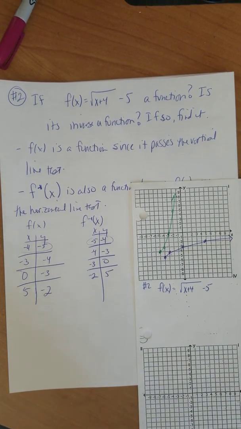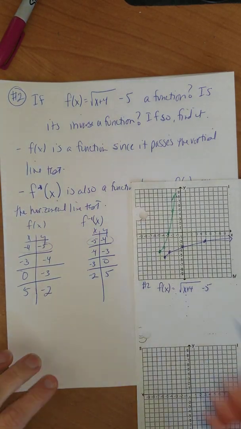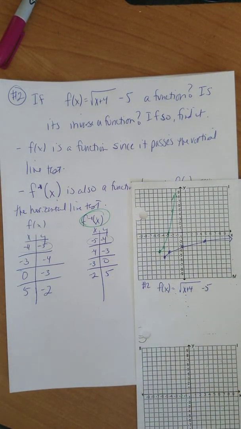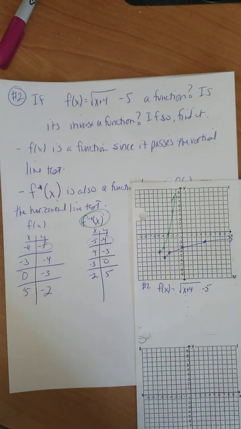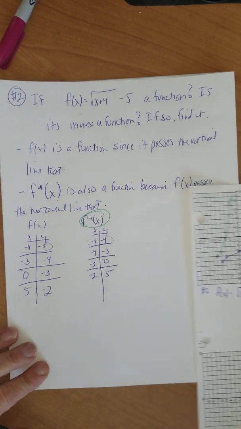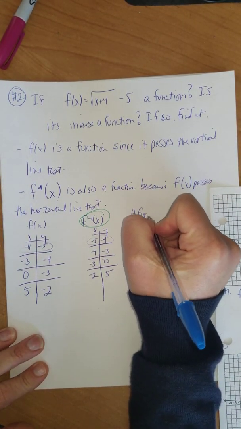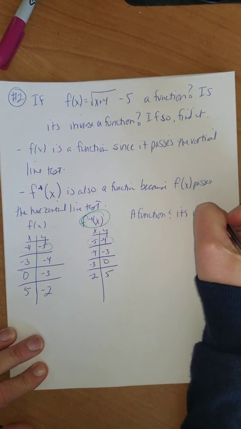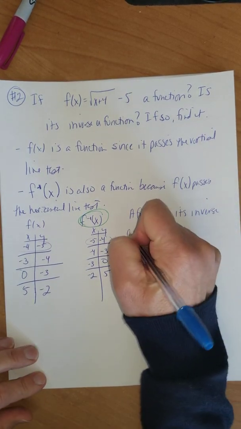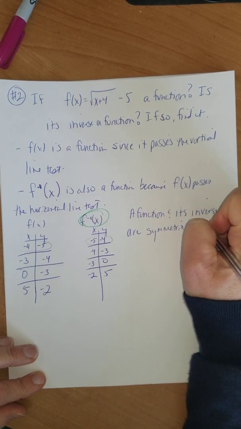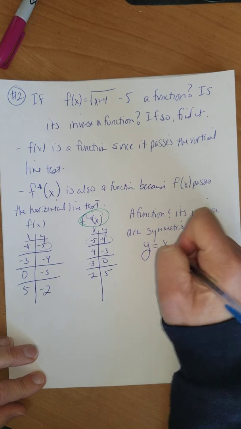Now, one thing is that if you're looking at the graph for a function and its inverse, this is the inverse, it's in green, and the function is in blue. A function and its inverse should be symmetric about the line y equals x, which makes sense because if I'm flipping the x's and the y's, it should be symmetric about y equals x. So a function and its inverse are symmetric about y equals x, that line.